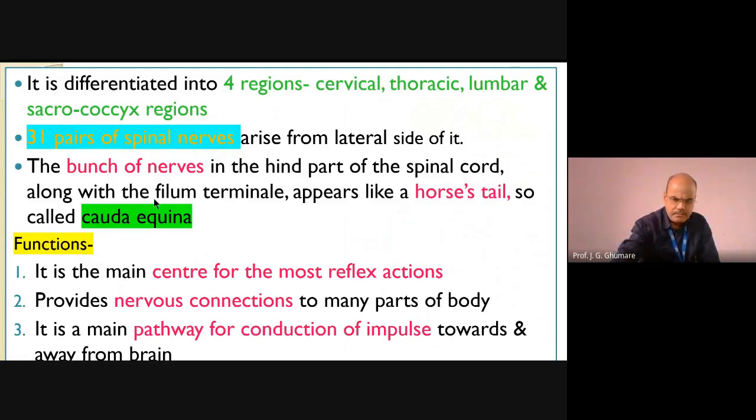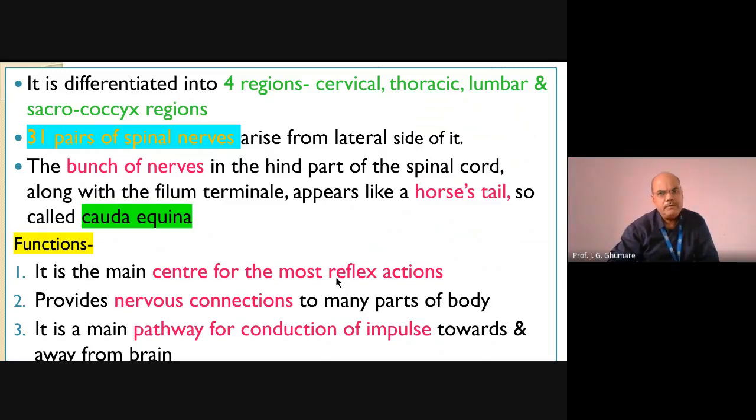Remember, okay. Now, what could be the function of the spinal cord? We'll summarize. It is the center for most reflex actions. Reflex action is a topic we want to discuss. Quick, spontaneous actions present in the body are called reflex actions. Most of the reflex actions are controlled by the spinal cord only.